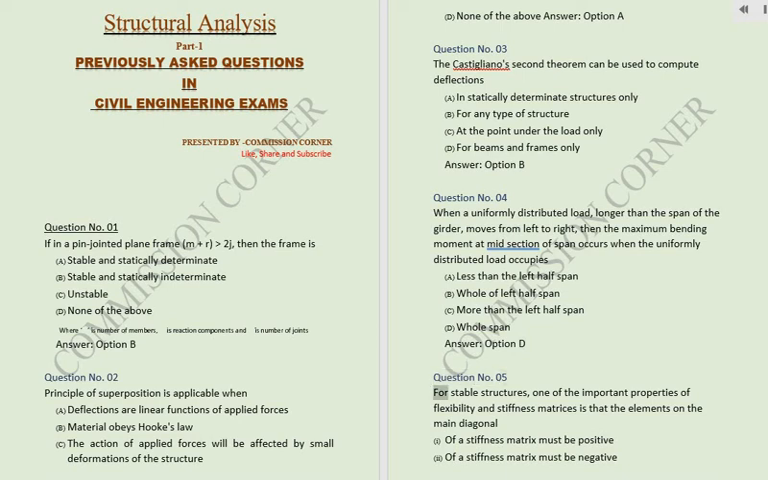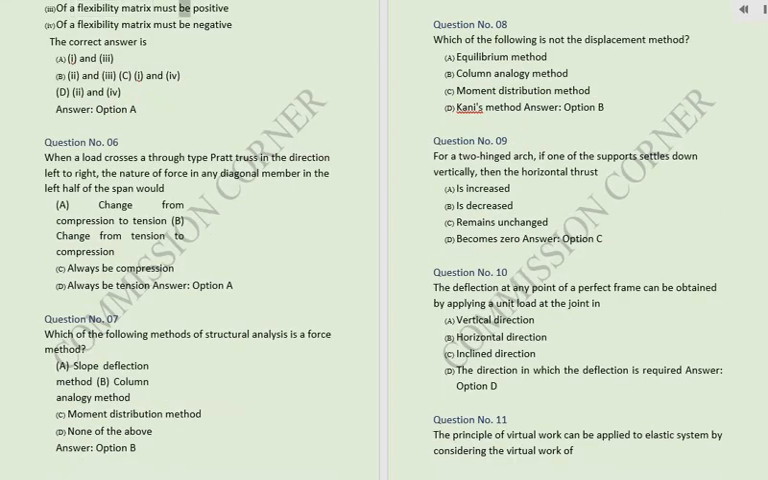Question No. 05. For stable structures, one of the important properties of flexibility and stiffness matrices is that the elements on the main diagonal: 1, of a stiffness matrix must be positive; 2, of a stiffness matrix must be negative; 3, of a flexibility matrix must be positive; 4, of a flexibility matrix must be negative. The correct answer is: A, 1 and 3; B, 2 and 3; C, 1 and 4; D, 2 and 4. Answer, option A.